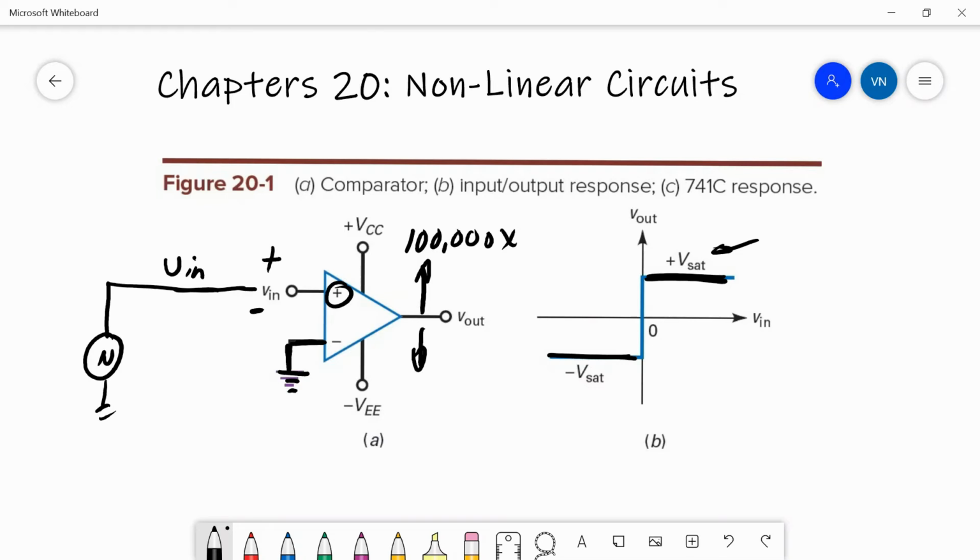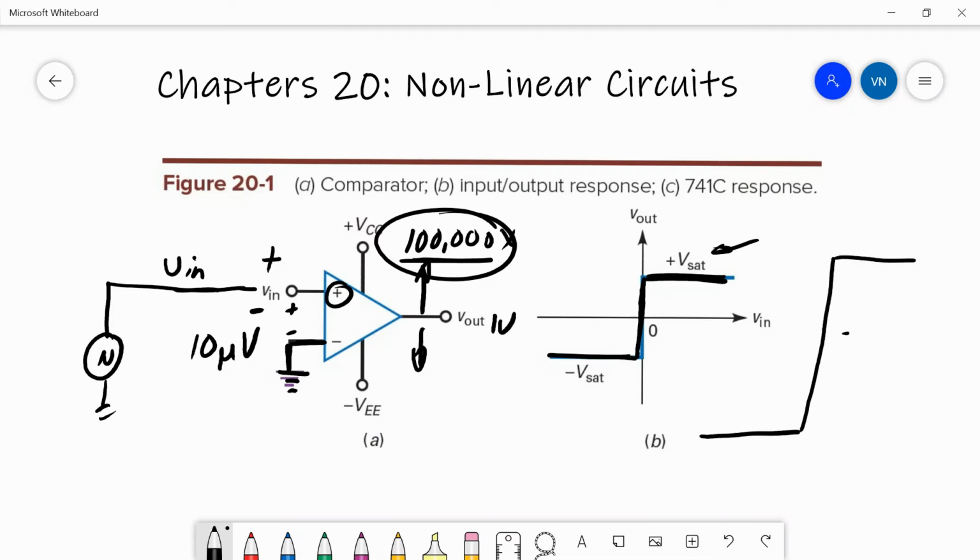Now in reality, at this point here, when it swings from most negative to most positive, it's actually linear in this region. So that means if there's an input difference here of 10 microvolts, a very, very small input that gets amplified 100,000 times, then you'll get 1 volt out. So it's still acting as an amplifier, but what we have is a very, very narrow range in the middle where you have a linear region from maybe minus 100 microvolts to plus 100 microvolts on the input.